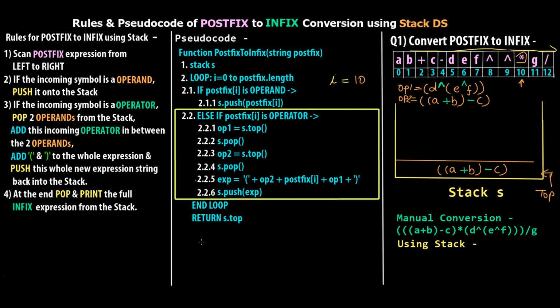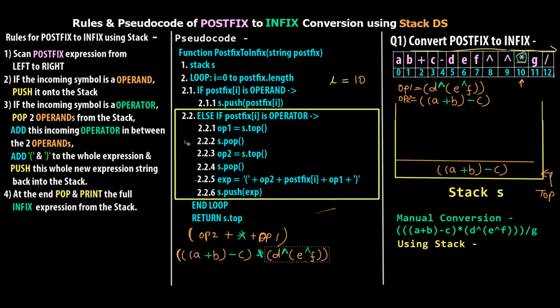So I'll form the entire expression over here because we don't have space over here. The expression goes as follows. We add an opening bracket, we say op2 plus the operator, which is star in this case, because we are at index position 10 and we have star over here. Then we again say plus op1 and a closing bracket. So let's build this entire expression. We have opening bracket, then we have op2. Let's copy and paste this entire op2 inside. Then we have star in between, which is multiplication, and then we have op1. op1 is this entire expression.